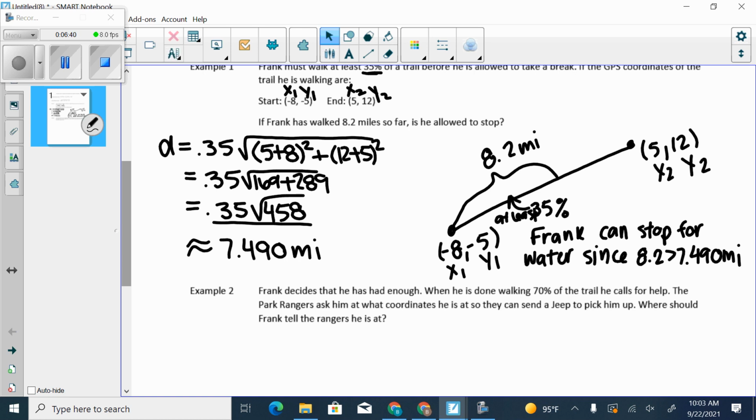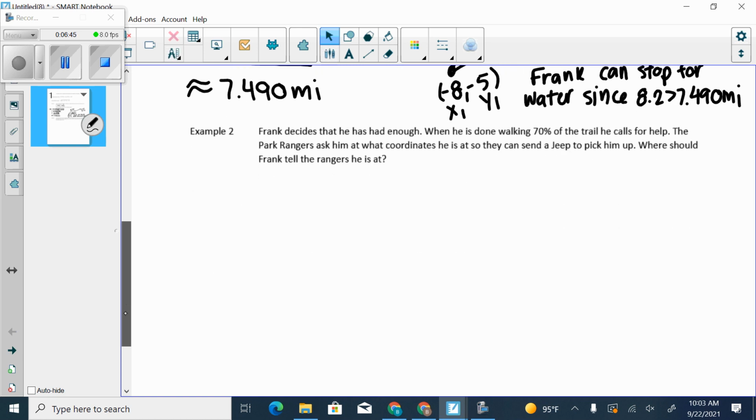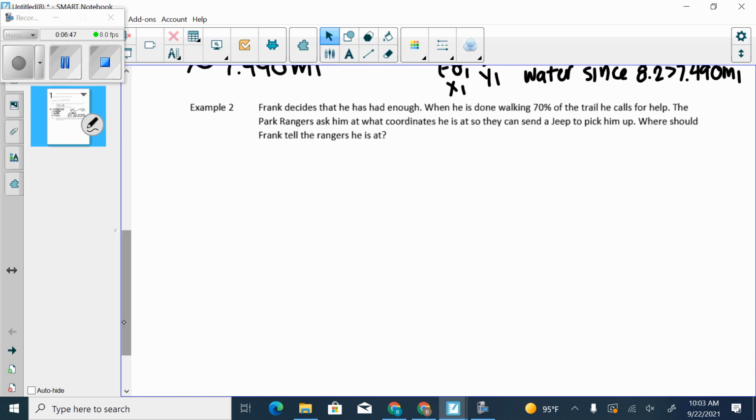All right. We got another one. Same idea, but this time they're talking about coordinates. It says Frank decides that he has had enough. When he is done walking 70% of the trail, he calls for help. The park ranger asks him at what coordinates he is so that they can send a jeep to pick him up. Where should Frank tell the rangers he is at?